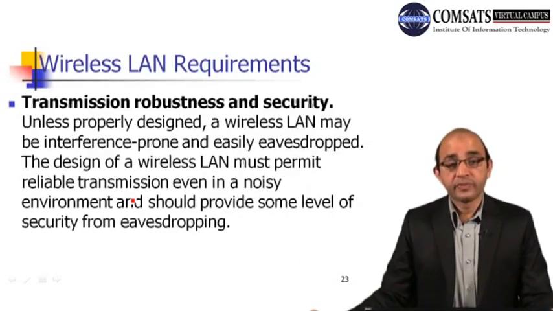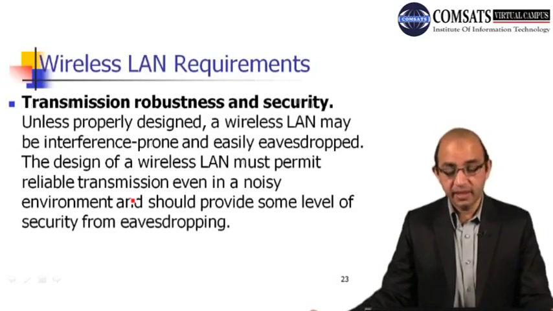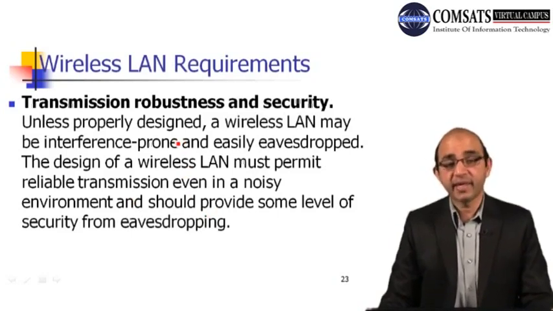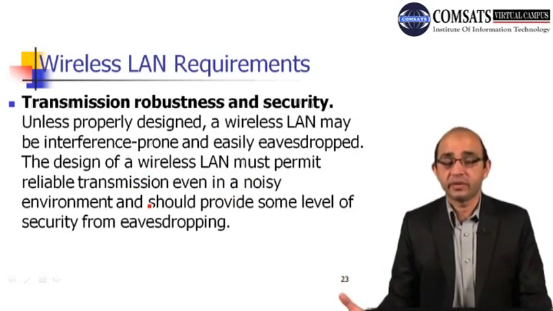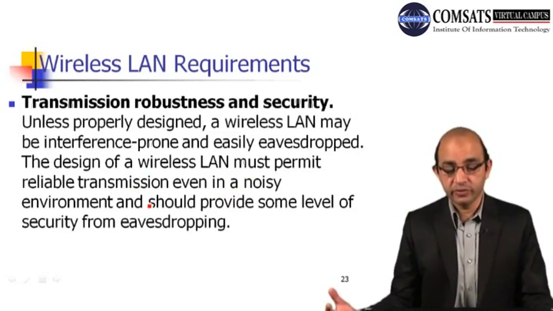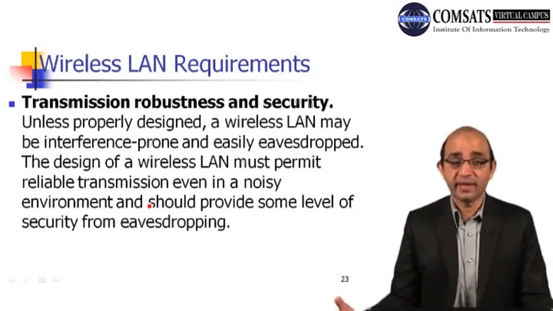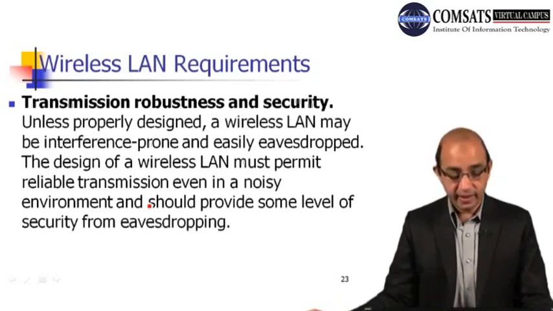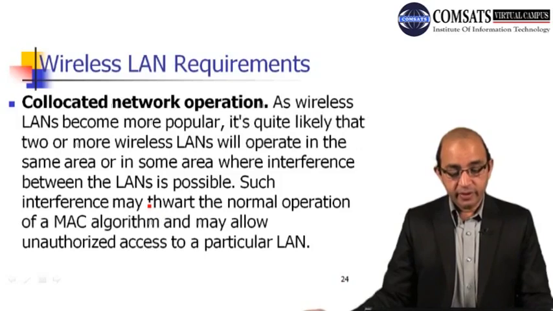Then transmission robustness and security. A wireless LAN may be interference prone and can easily be tapped, right? So for eavesdroppers, a wireless LAN can be a soft target. The design of a wireless LAN must permit reliable transmission even in a noisy environment, right? As we have to rely on free space, there should be some mechanism to ensure that we are getting the data without errors and with security.